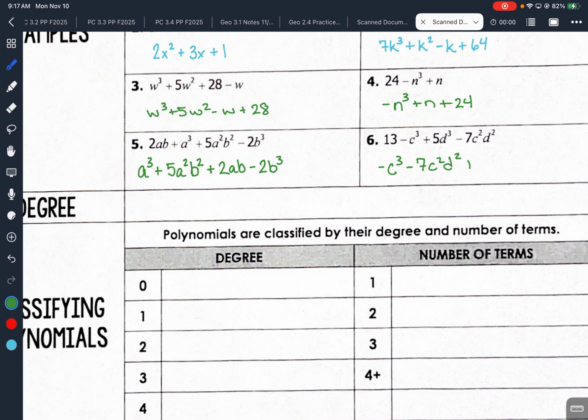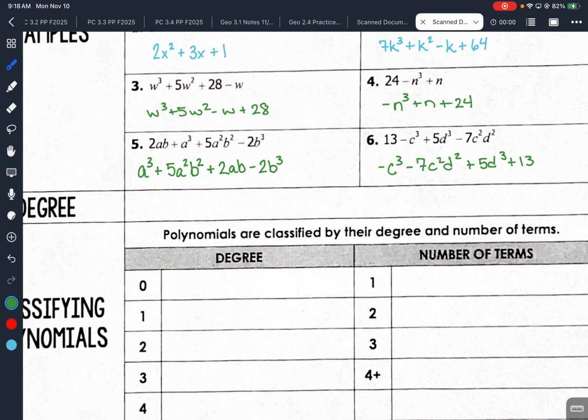5D cubed, because what always goes at the end? The constant. If you had a D to the first, it would go 5D cubed plus D to the first plus 13. Constant always goes at the end. Got it? Okay, so a good rule of thumb before you approach any problem: put it in standard form. Got it?